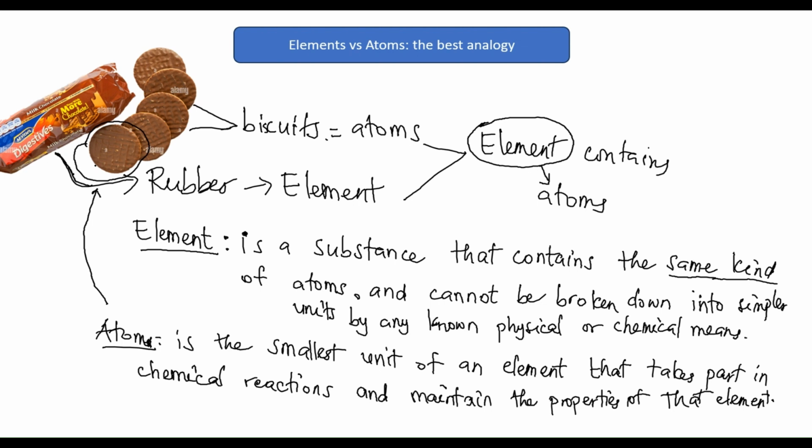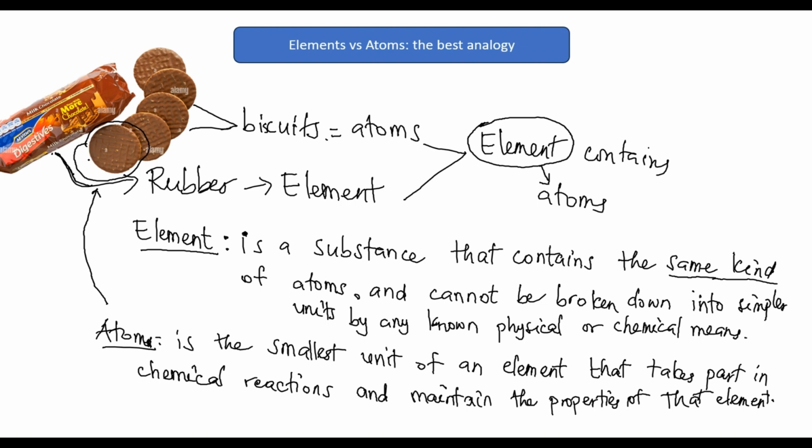It's the smallest component of this biscuit that takes part in a chemical reaction. Taking part in a chemical reaction means that's the one we eat in our mouth. Obviously, when we are eating, chemical reactions happen in our mouth, right? So the element doesn't take part in chemical reactions. We don't eat the rubber, so it doesn't take part. If you want to take part in a chemical reaction, you have to go for the atoms inside the element, the preferable one that you want for a particular chemical reaction.